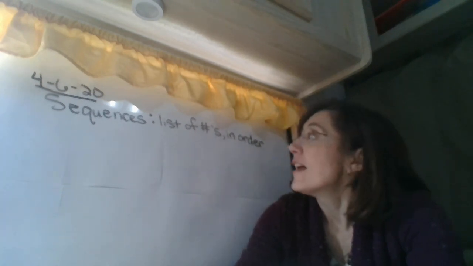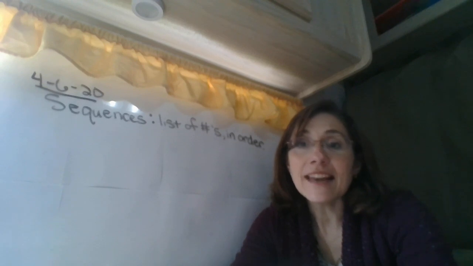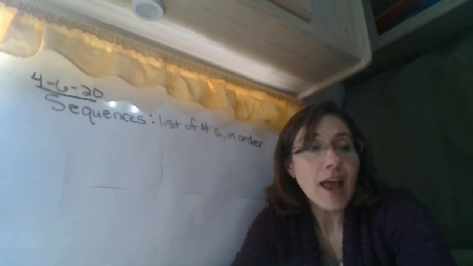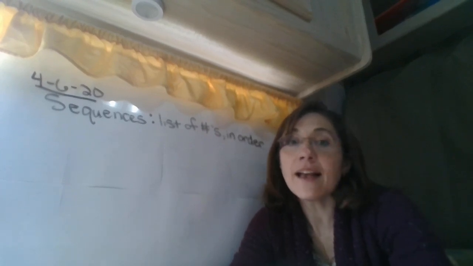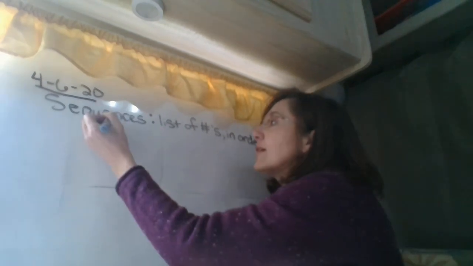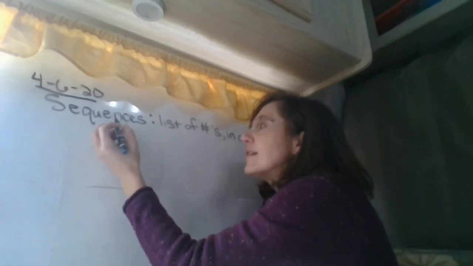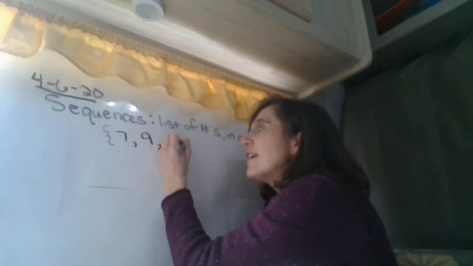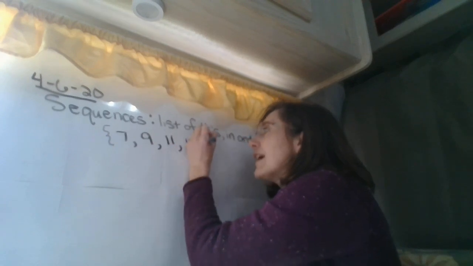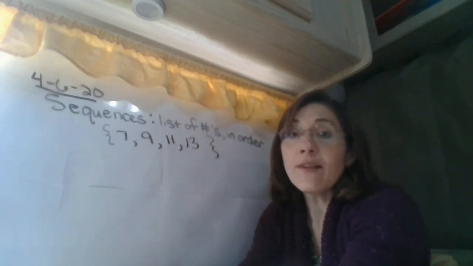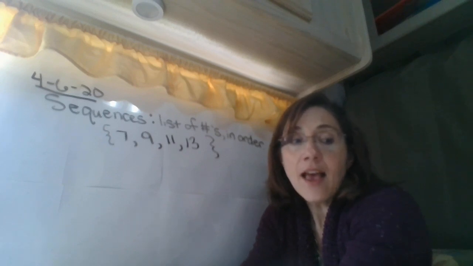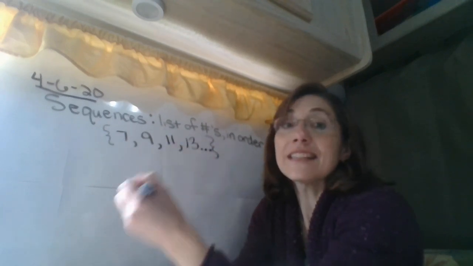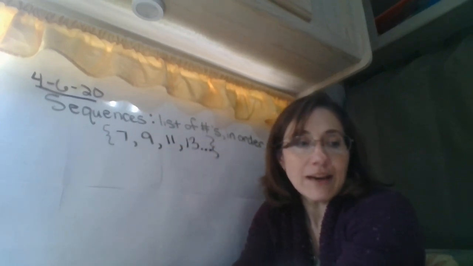So let's get started. Sequences are what we are looking at today, and a sequence is just a list of numbers that's in a particular order. You can think of it like a pattern. They can be finite. That means they come to an end. So maybe I could have a sequence that goes 7, 9, 11, 13, and that's it. If I stop there, that would be a finite sequence because it ended. Or if I put a dot, dot, dot at the end, that means it's going to keep going like that. So that would be an infinite sequence.